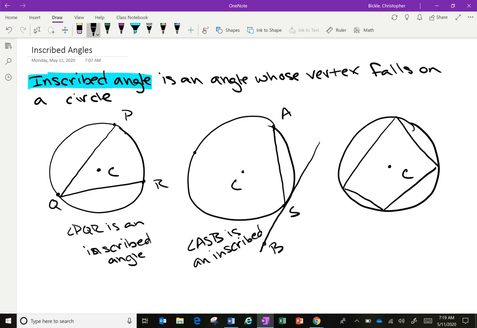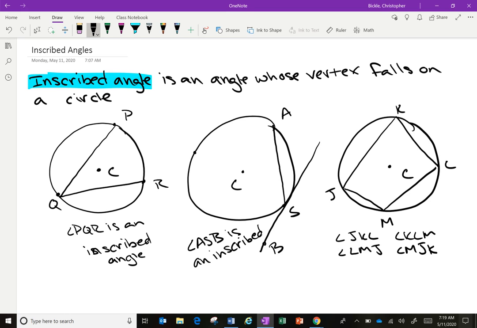But we could have a quadrilateral inscribed in a circle. And if we looked at that, we went J, K, L, M. All of those angles are actually inscribed. So we could say that angle JKL is inscribed, angle KLM, angle LMJ, and angle MJK. So all four of those angles are actually inscribed angles. Anytime you have an angle whose vertex falls on a circle, that's going to make it an inscribed angle.